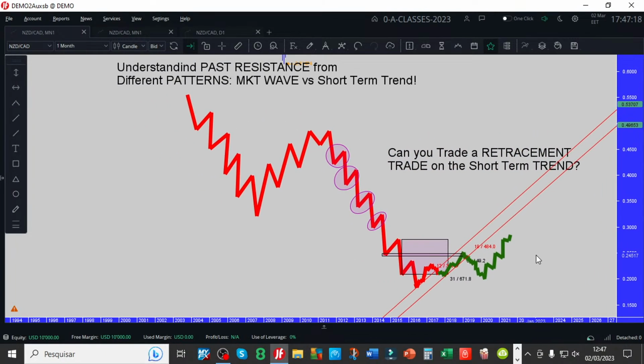If you zoom out and look at the title, understand past resistance from different patterns, market wave and the short-term trend. Trend reversal, what is a trend reversal? It's reaching pivot point and moving consolidation. Maybe. What else? What else is there? Crown, no. Reverse direction, what is this called?